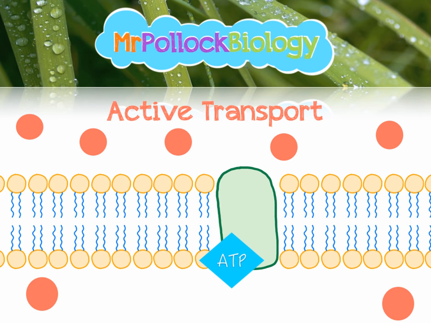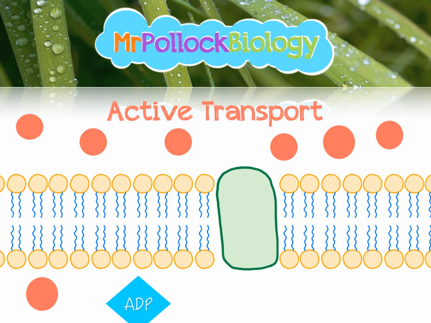And this effectively changes its shape ever so slightly. And as it does that, it becomes ADP, or adenosine diphosphate, giving out a small amount of energy that was stored in the bond between some of the phosphates on the ATP. Now, as it does that, it allows one of these molecules to be transported across the membrane because of the changed shape of the protein. Once it's done, the ADP is going to move away, and this can repeat.